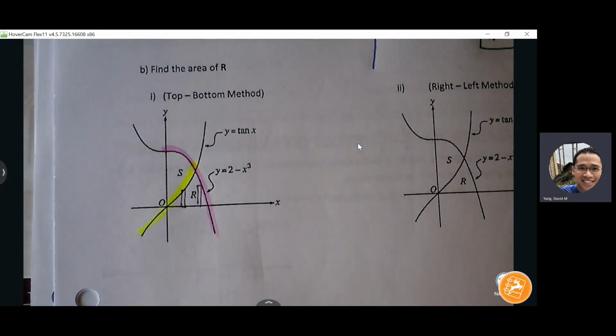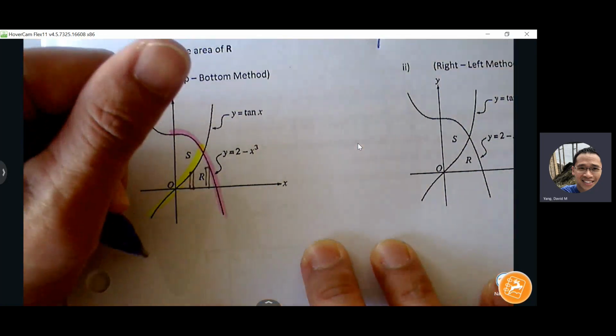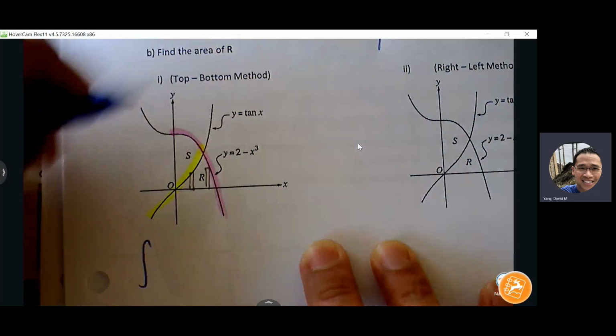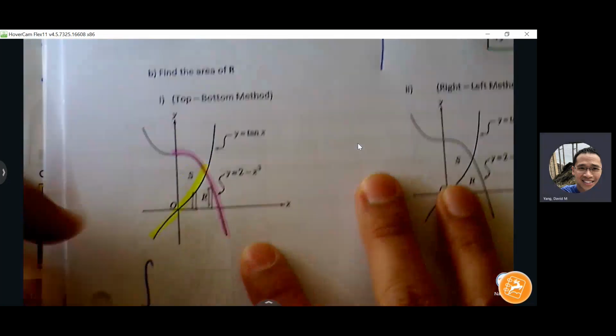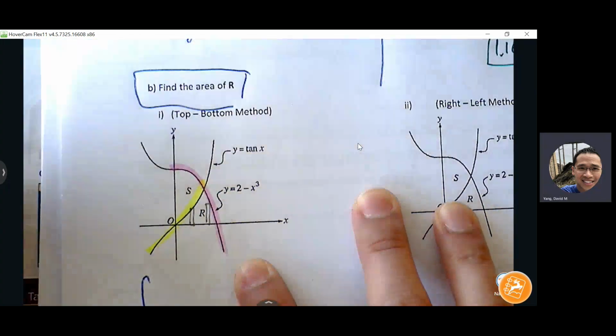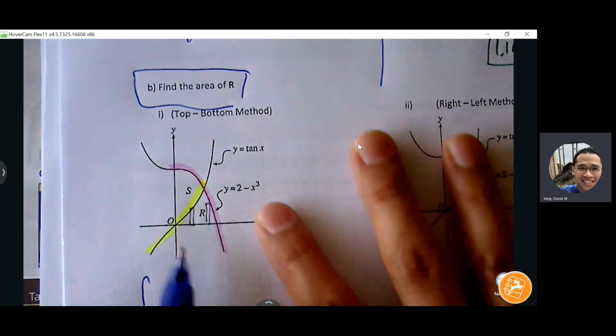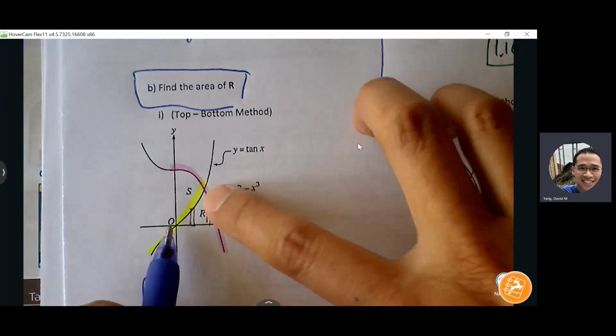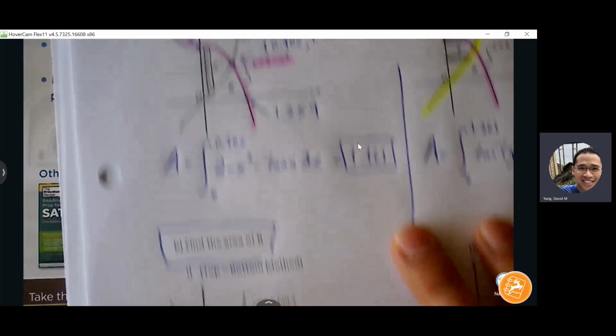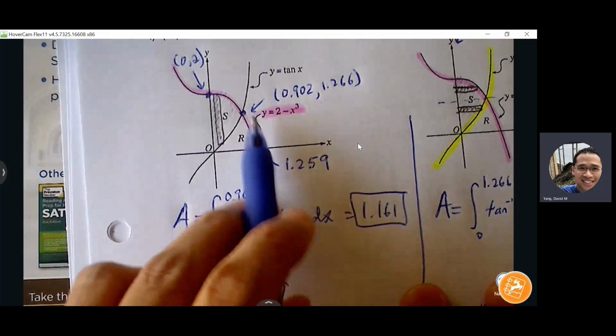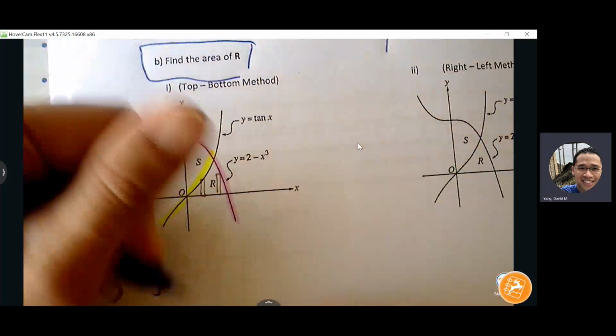Okay. The nice thing about top minus bottom is we can hold on and use these equations that's in front of us. But we do need to set up 2 separate integrals. So now we're dealing with region R. All right, so the first region from 0 to what? What's that x intersection there? 0 to 0.902, yeah, in terms of x.